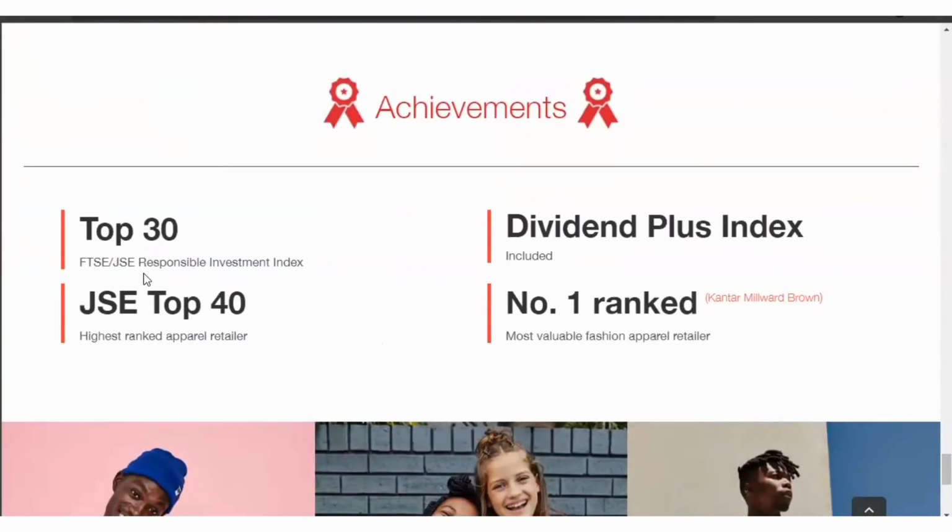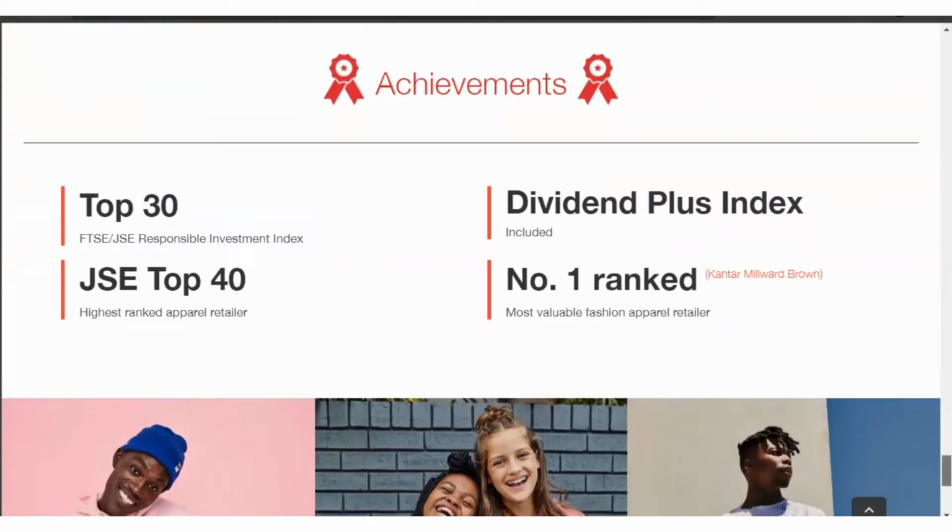So these are like the big achievements. Top 30, so JSE Responsible Index came in the top 30. They're in the JSE top 40. Dividend Plus Index, they're included, and they're the number one ranked most valuable fashion apparel retailer, right? So then they cite where that data is coming from.